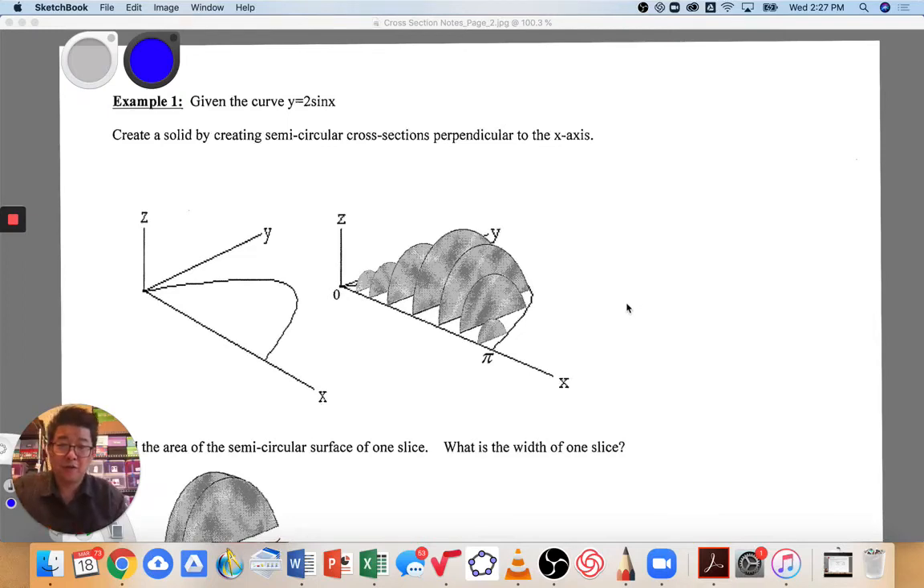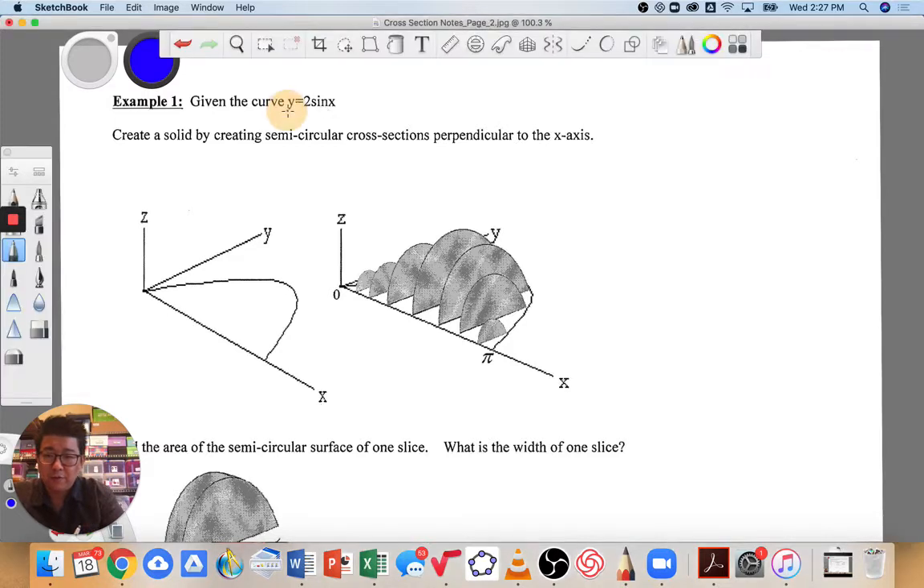Page 2 of our cross-section notes. We're going to try to do an example. We're going to try to go step by step through the process of how to actually find this volume. So again, we're going to be given a curve. In this case, you have y equals 2 sine x.